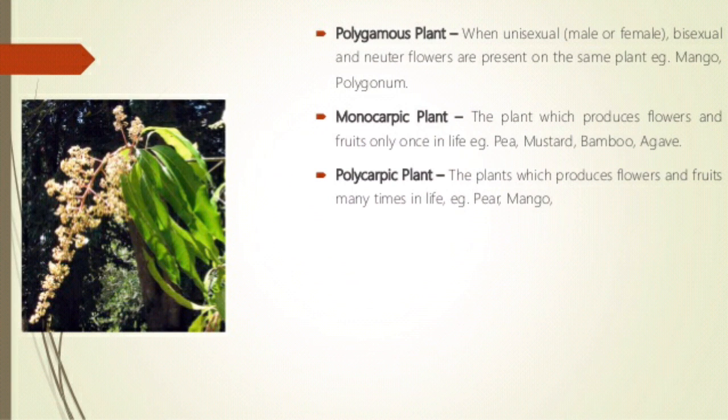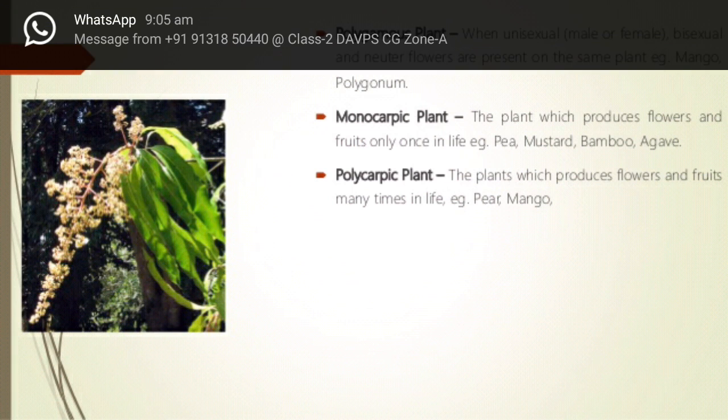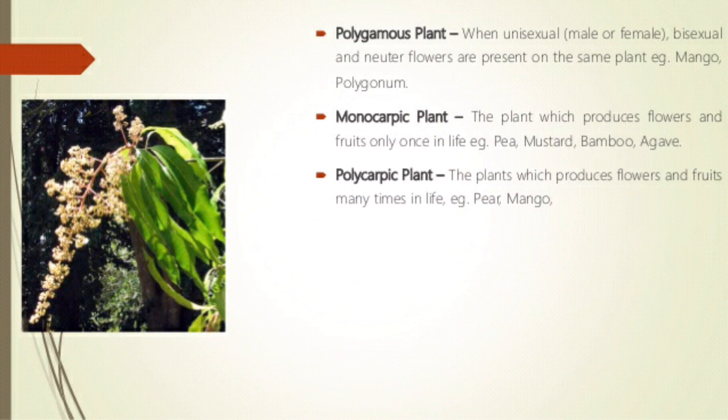Polygamous plant: when unisexual male or female, bisexual and neuter flowers are present on the same plant, example mango, Polygonum. Monocarpic plant: the plant which produces flowers and fruits only once in its life, like pea, mustard, bamboo, agave. Polycarpic plant: the plant which produces flowers and fruits many times in life, example pear, mango.